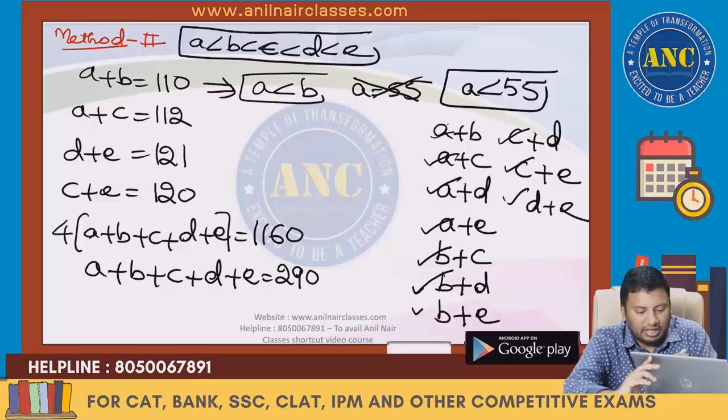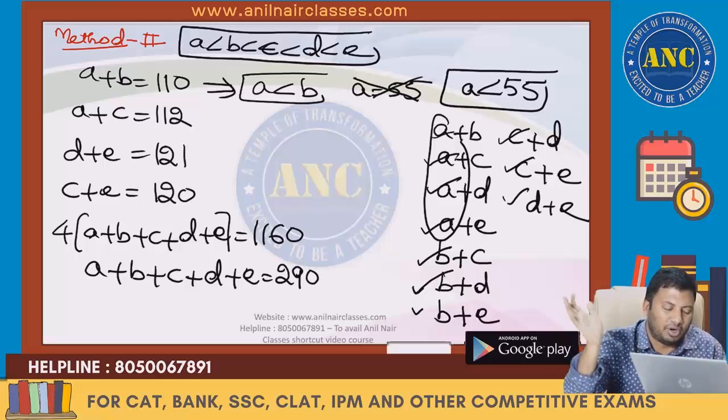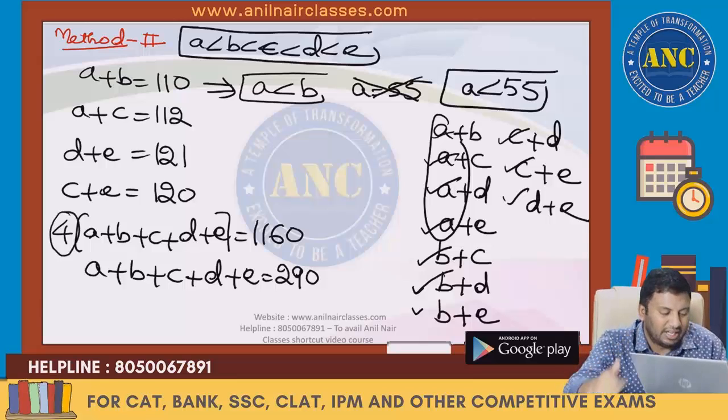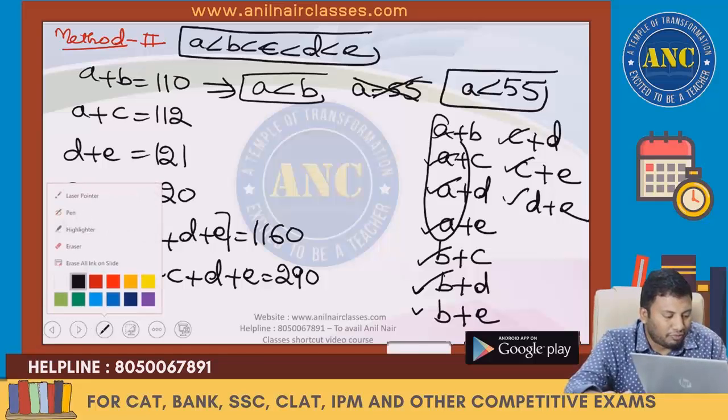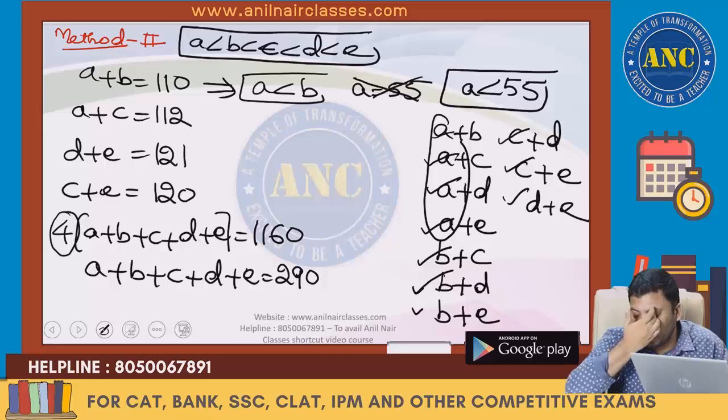For you, A is added 4 times, so 4A. B is added 4 times, 4B, and C likewise. The sum of the weights of all the pairs is 4 into A plus B plus C plus D plus E. I hope it is clear why 4. A is added with every other number; there are 4 more numbers, so it will be 4 into A.